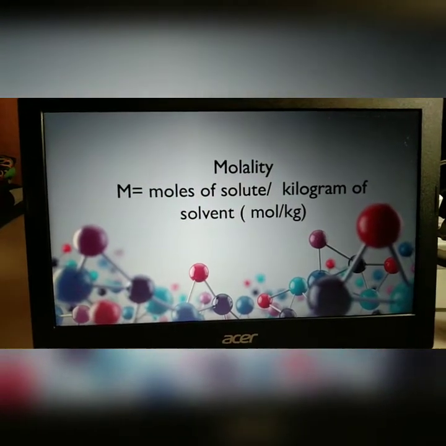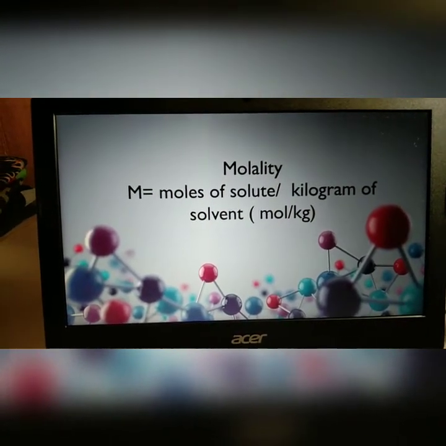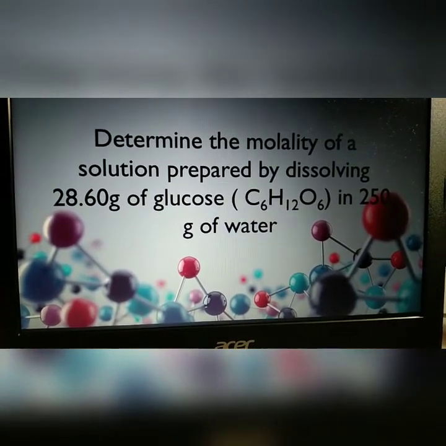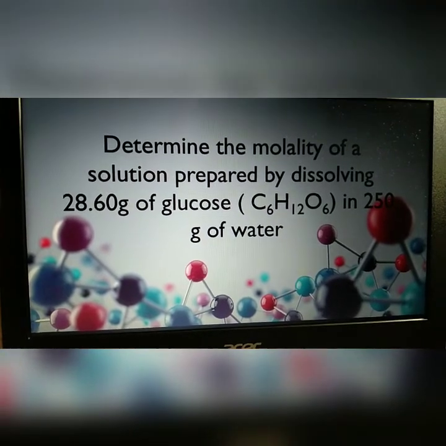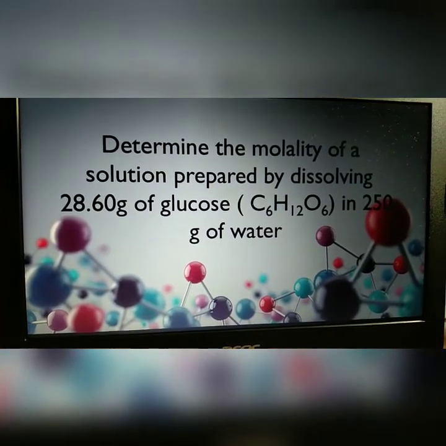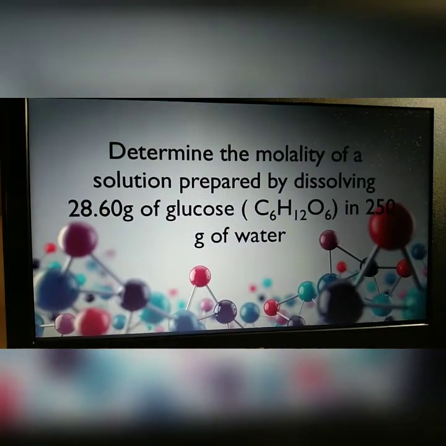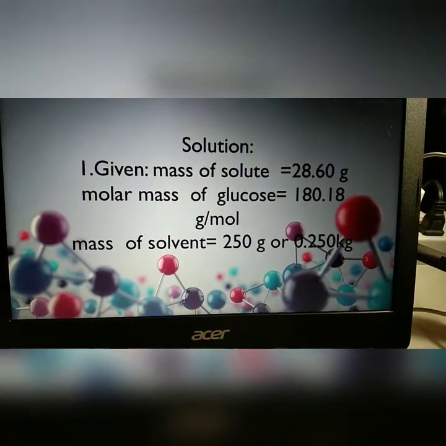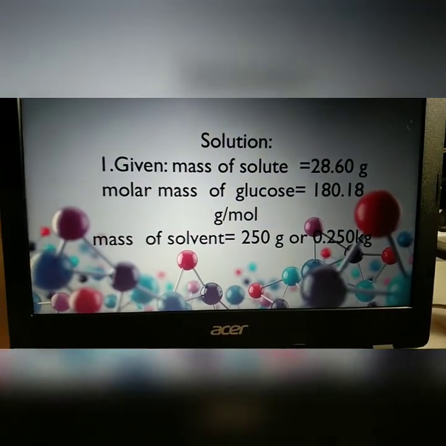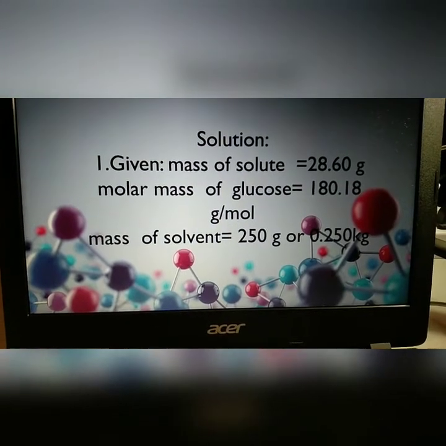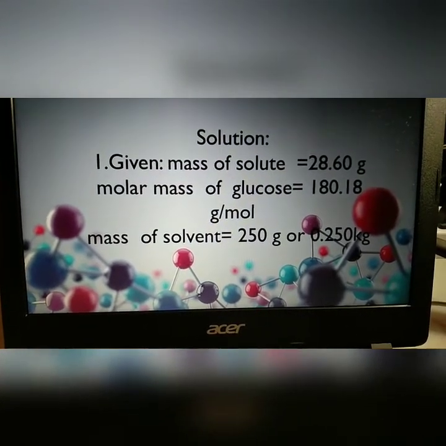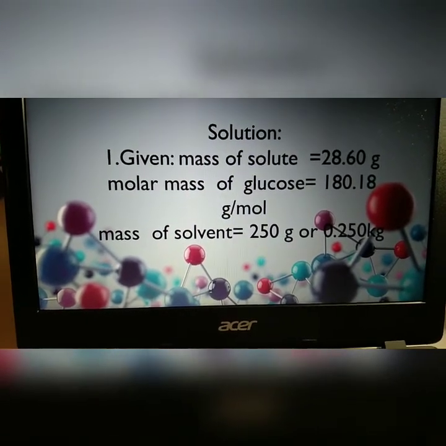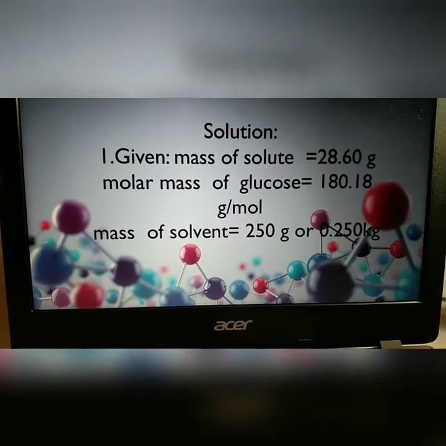Molality is the moles of solute divided by kilograms of solvent. Here is an example of a problem. Computing for molality. Determine the molality of a solution prepared by dissolving 28.60 grams of glucose in 250 grams of water. The following are known. Mass of solute is equal to 28.60 grams. Molar mass of glucose is equal to 180.18 grams per mole. And mass of solvent is equal to 250 grams or 0.250 kilograms.